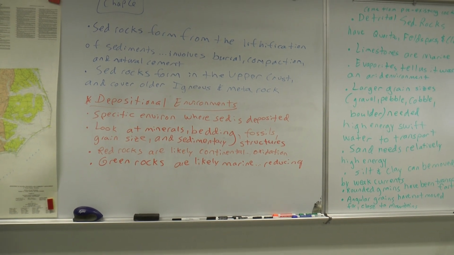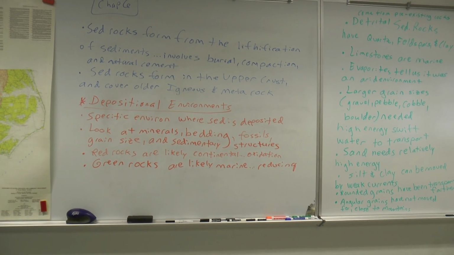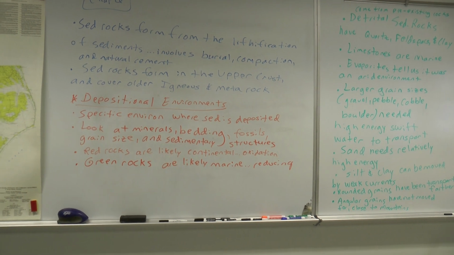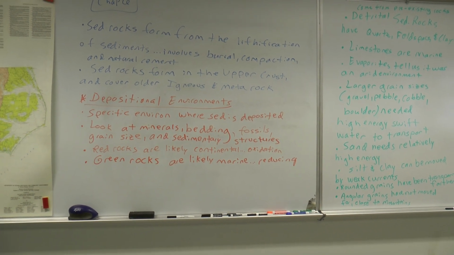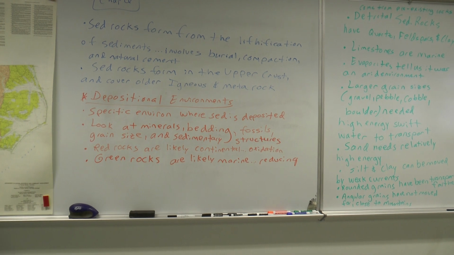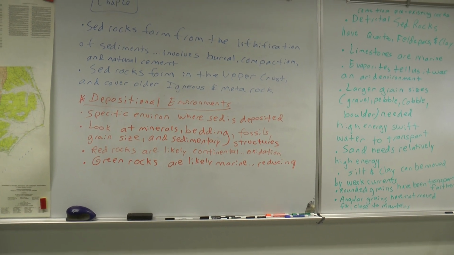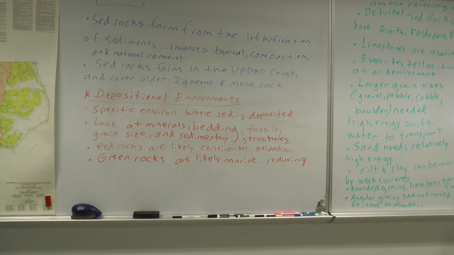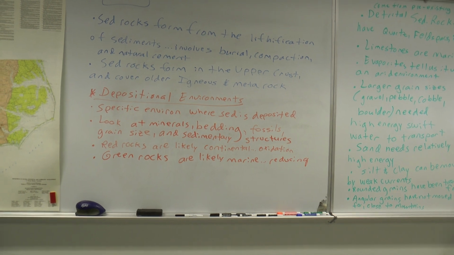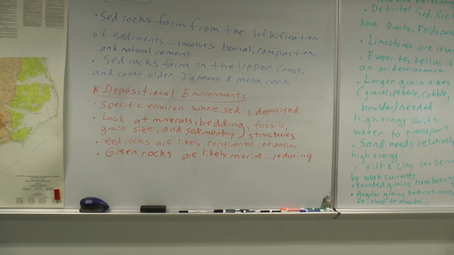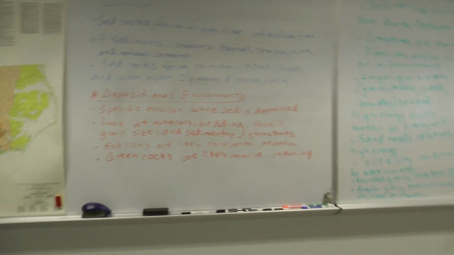Green rocks, on the other hand, likely formed in a marine environment because green is a reducing environment, as in your Fe2+ going down, being reduced to just Fe+1. So green rocks are likely marine, indicating a reducing environment.